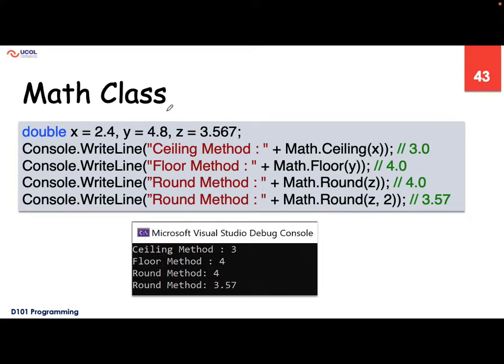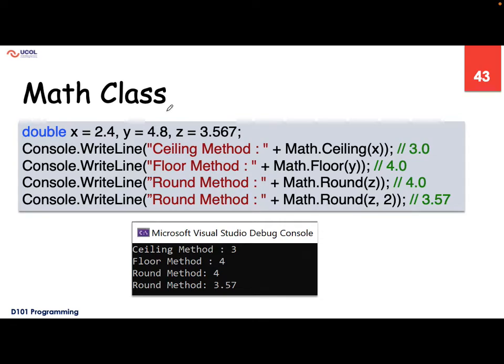If you give only the value, it will give you a complete number as an answer. But if you say something like this, z and 2, it means after the decimal point we want 2 digits. So, it will remove the third digit and make it 3.57, and if we say 1, what will it do? It will first remove the 7, then it will remove the 6, and that will become 3.6.